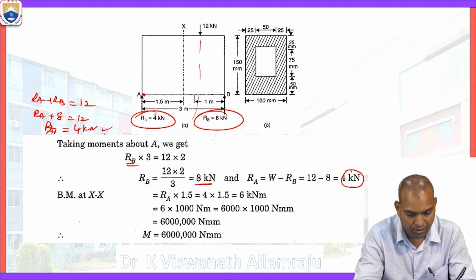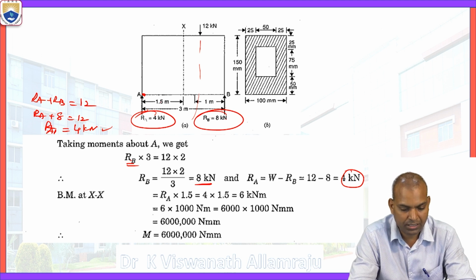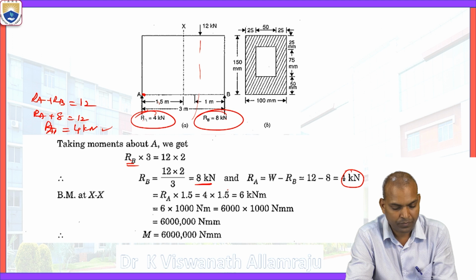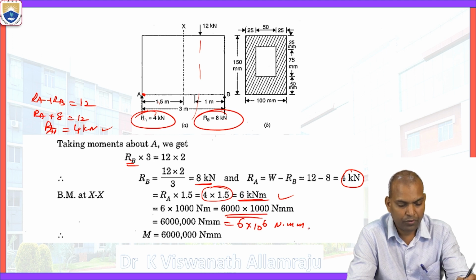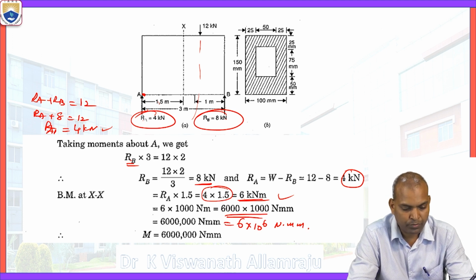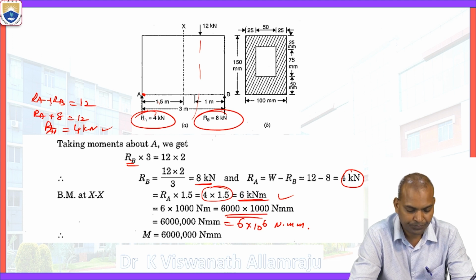Then take the moment at beam section XX, that is 1.5 meters distance: RA into 1.5 meters. That is 4 into 1.5, that is 6 kilonewton meter. That means 6 into 10 power 6 Newton millimeter. We follow this to maintain dimensional homogeneity, that is Newton millimeters.